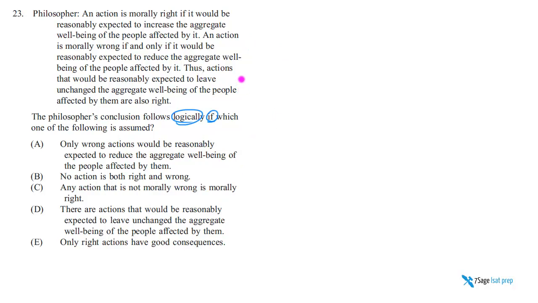So that's an idea that we cover in depth in our sufficient assumption and logic lessons. But I hope that's enough. Let's see if that's enough for us to figure this out anyway.